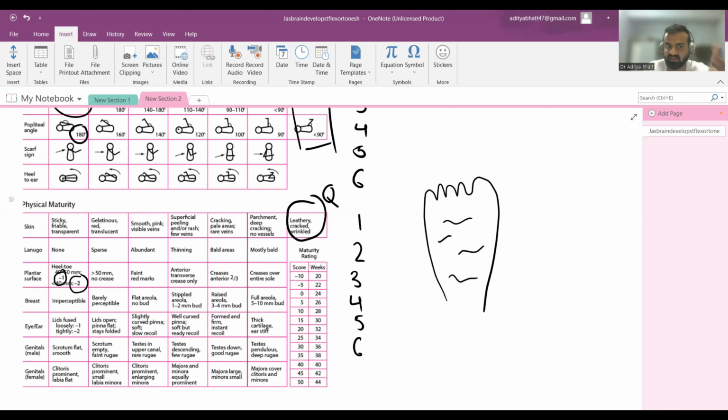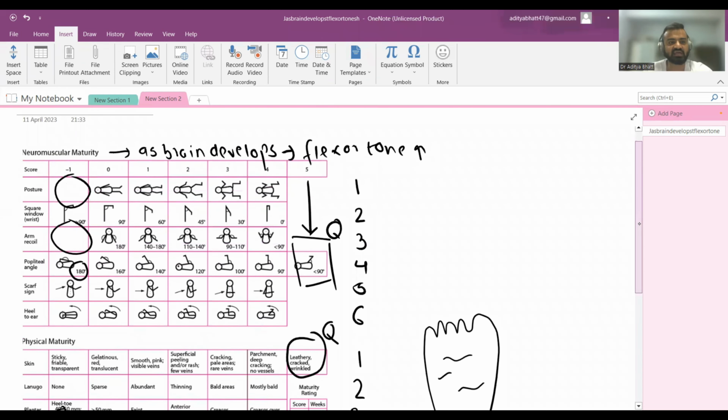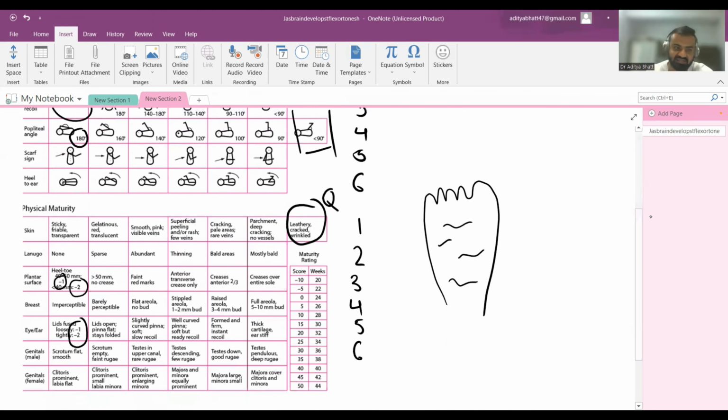In the physical maturity, there are only two with minus. Minus one is eye and ear, and the second is plantar surface. They have minus one as well as minus two. So there are total four parameters having minus markings. One is posture, second is arm recoil, third is plantar surface, and fourth is eye ear. Two from physical and two from neuromuscular. So that is what you have to remember.